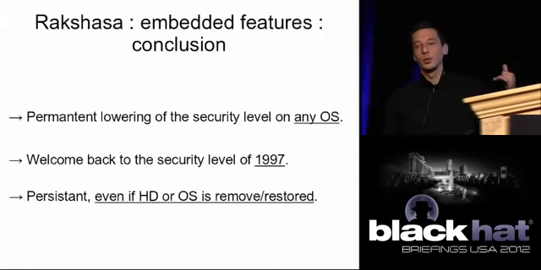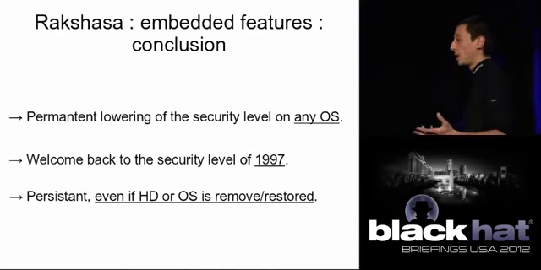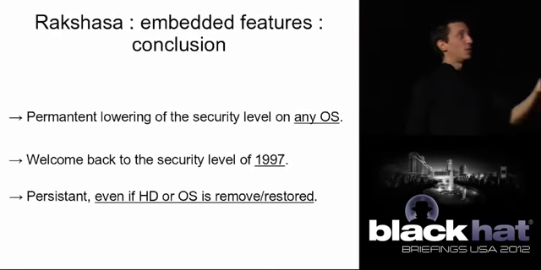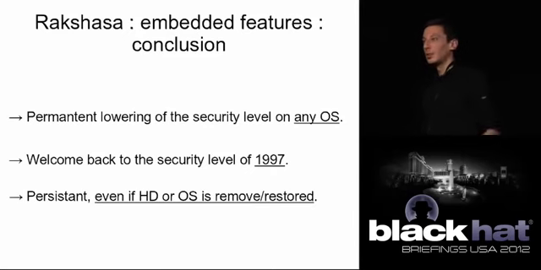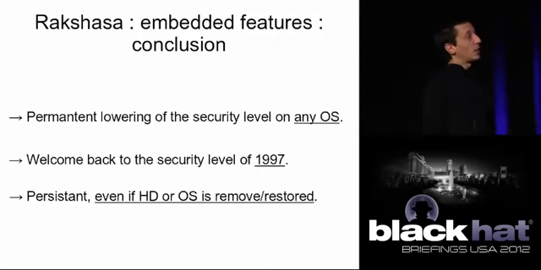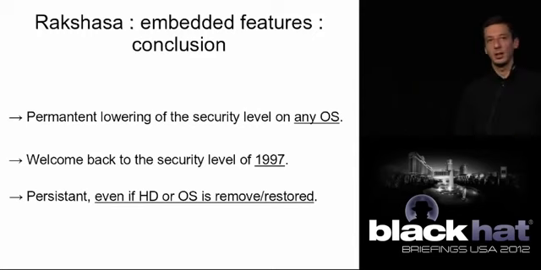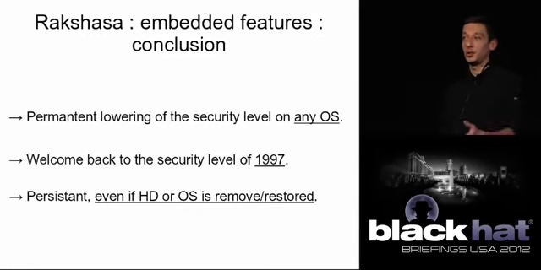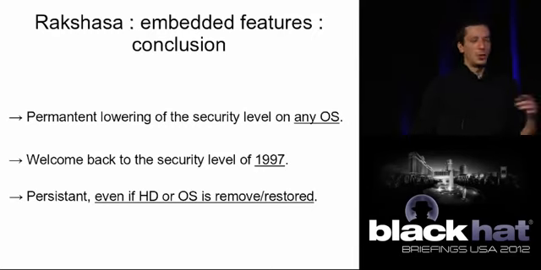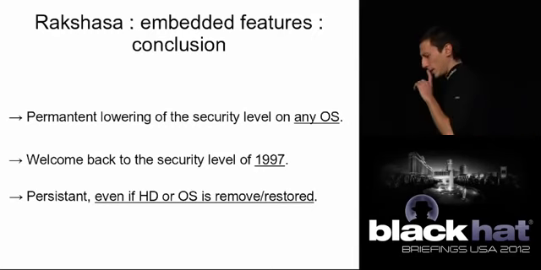All right. So if we put all those things together, we end up with a permanent lowering of the security level of any operating system. In particular, if you remove the CPU updates, it's going to be system independent. If you remove NX, you get back to '97, because that's when NX was first introduced. And it's a game changer in terms of security, right? Writing an exploit on a CPU which does support NX or doesn't is a game changer. There is one trick. There are two tricks actually.